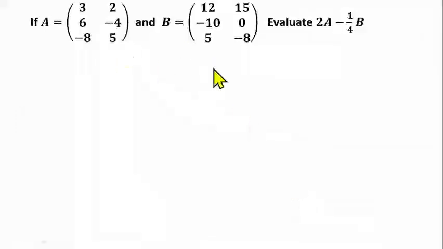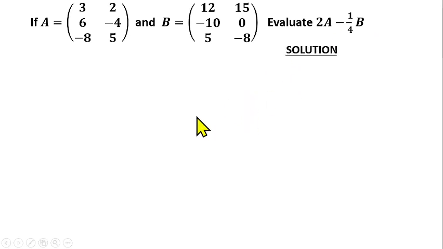Now let's see another thing we need to learn under this. We are still on using a scalar to multiply a matrix. Here you have matrix A and matrix B. You have to evaluate 2A minus 1 over 4B. We know that this 2 is multiplying matrix A, and this 1 over 4 is also multiplying matrix B. So first of all, evaluate 2A, then evaluate 1 over 4B. Then whatever you get, you subtract them from one another, so we are talking about subtraction of matrices as well.